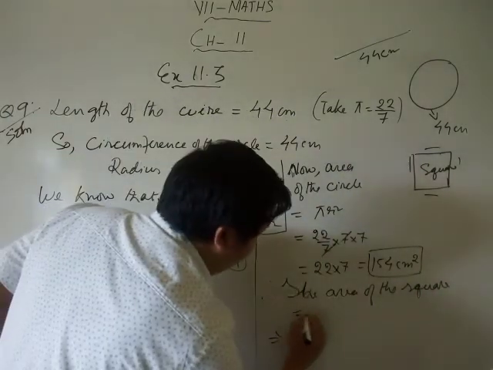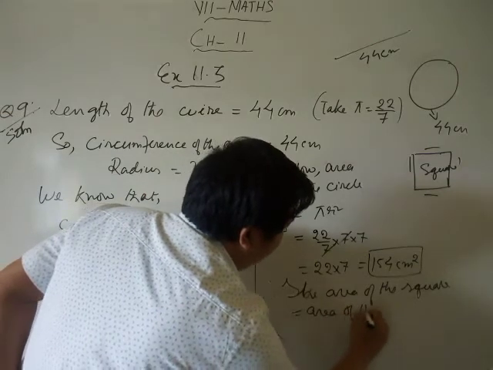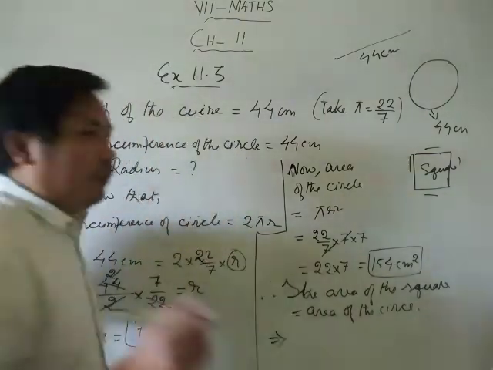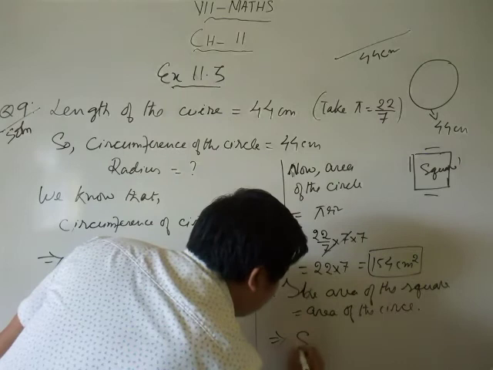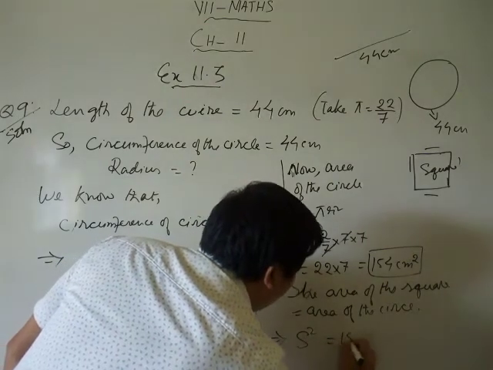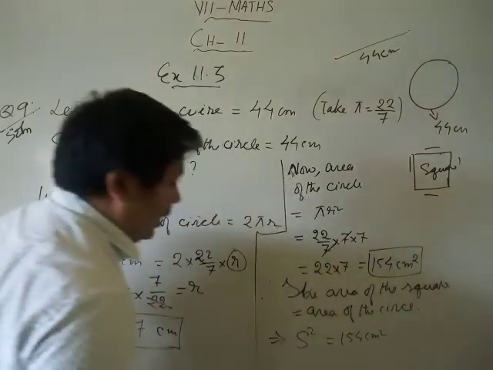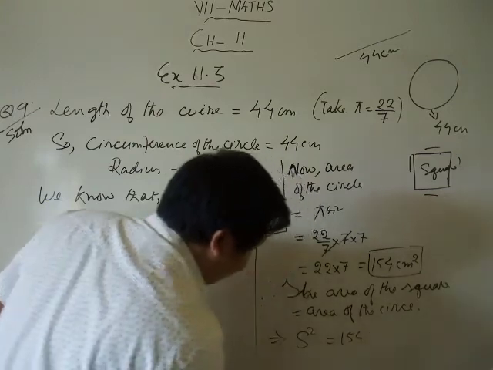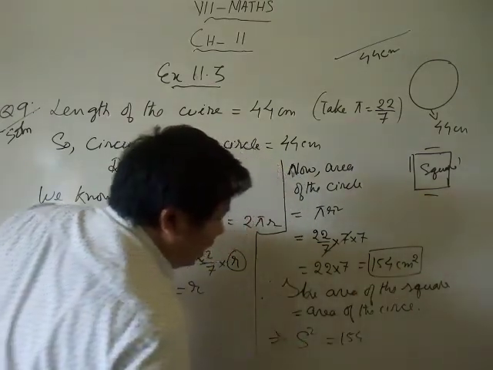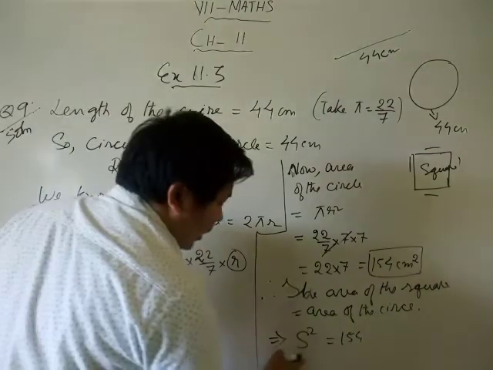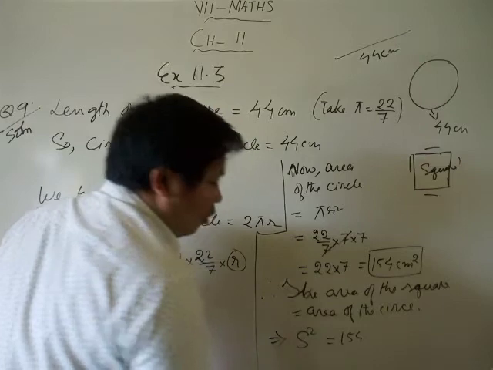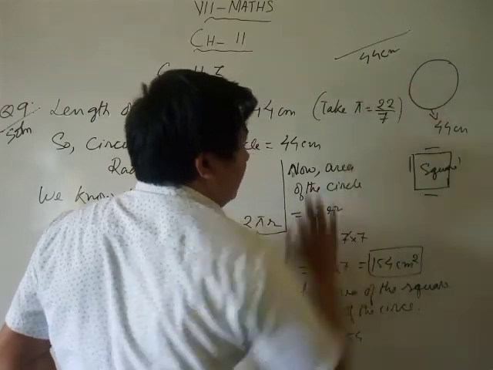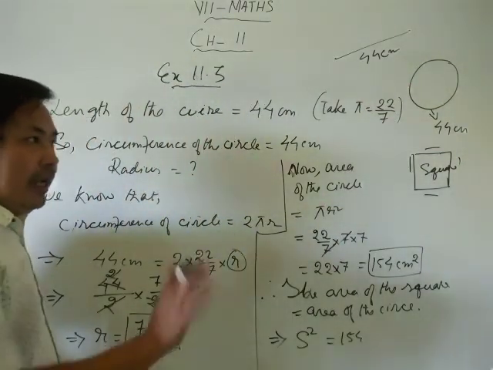The area of the square will be equal to the area of the circle. That means the area of the square. What is the formula to find the area of the square? It is side squared, and that is equal to the area, 154 centimeter squared. 154 is the area, the value from the area of the circle. The area of the square will be equal to the area of the circle because this is the square made by the same length of wire as the circle. That's why the area will be the same.